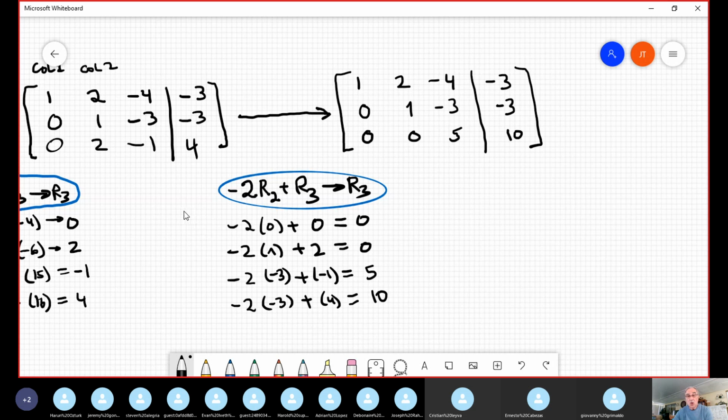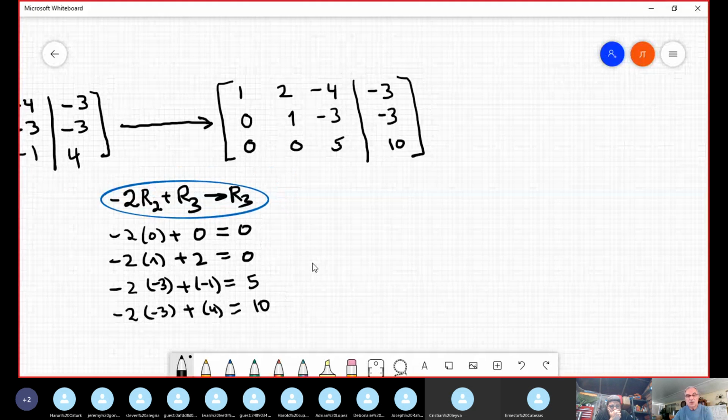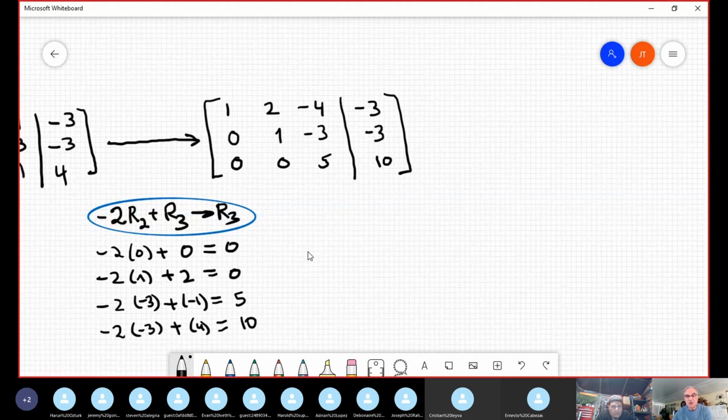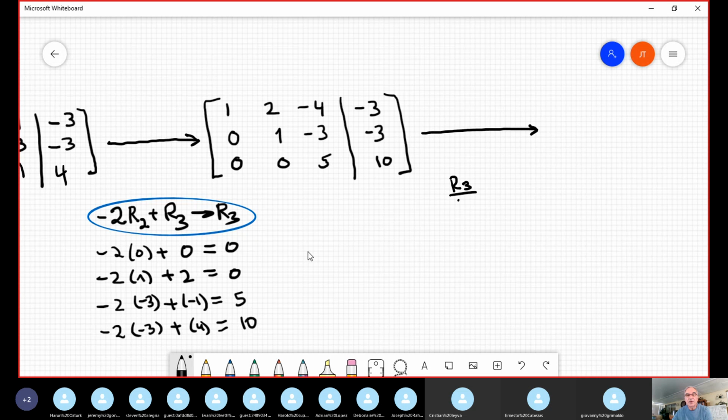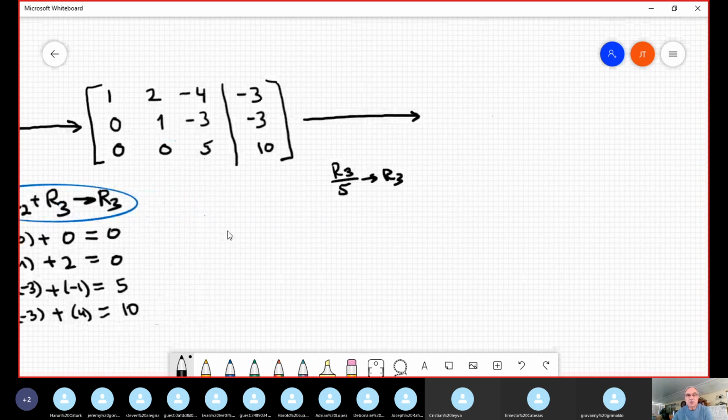Okay, so I finish. Yes, I suppose yes. Well, almost. If you want one sophisticated detail, if you want to create the last pivot 1 here, you divide the entire equation 3, or row 3, by 5. Row 3 divided by 5, stored in the new row 3. Okay, let's do it. So, 1, 2, negative 4, negative 3. Don't forget this bar.